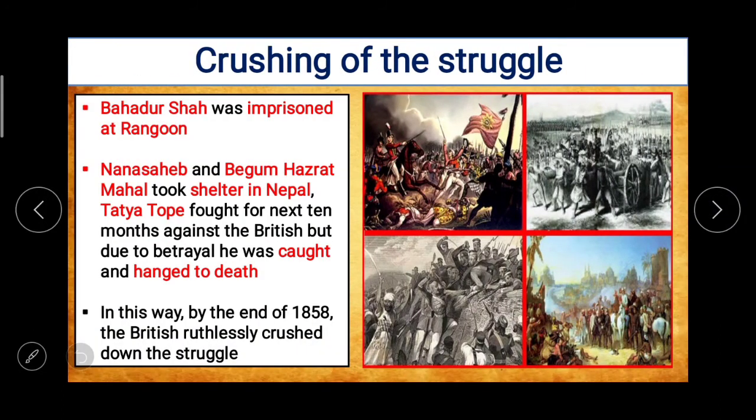Bahadur Shah was imprisoned at Rangoon, and then Nana Sahib and Begum Hazrat Mahal took shelter in Nepal. Tatya Tope fought for the next 10 months against the British, but due to betrayal he was caught and hanged to death. In this way, by the end of 1858, the British ruthlessly, hear the word ruthlessly, the British ruthlessly crushed down the struggle.